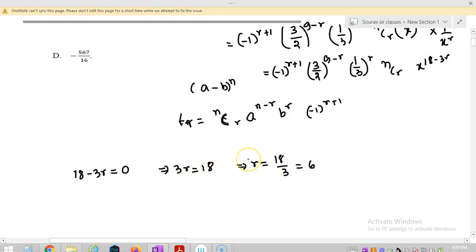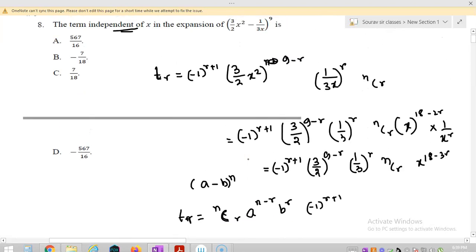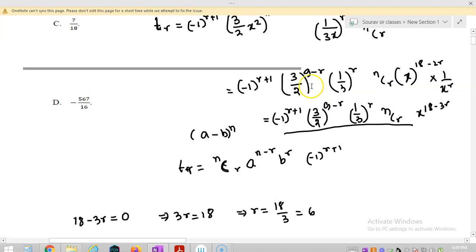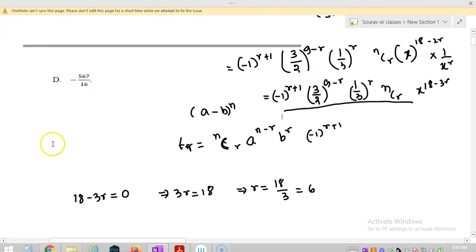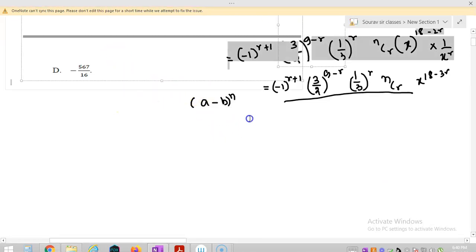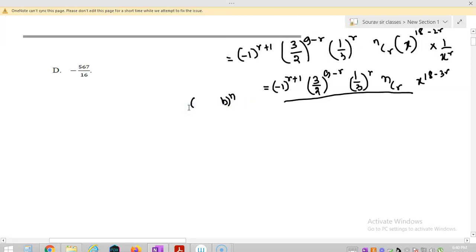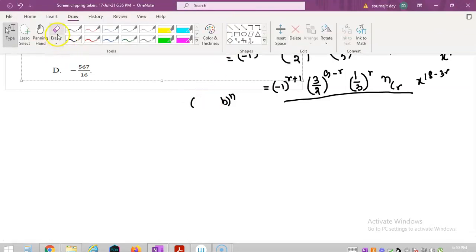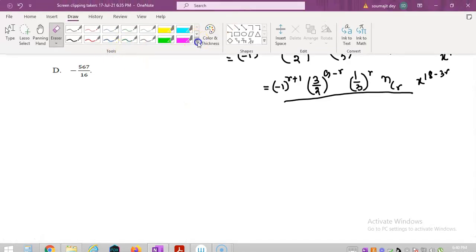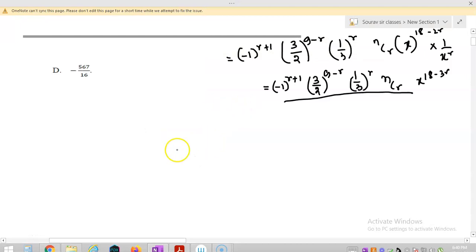So we need to find the sixth term of this binomial expression, right? We need to put 6 in this expression. So I am erasing all of this, it will be helpful to me. Okay, so I have erased everything. So let me find T6.